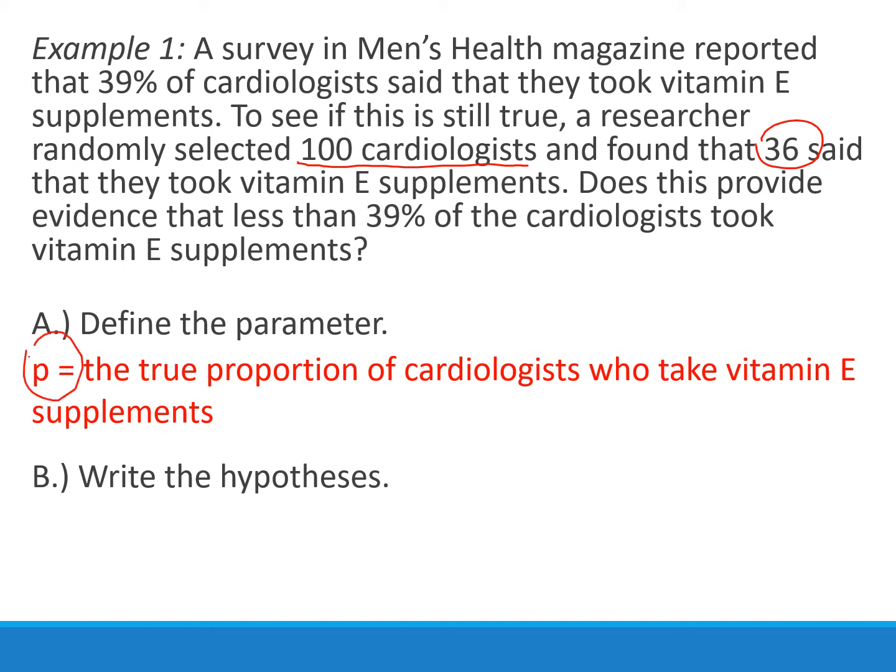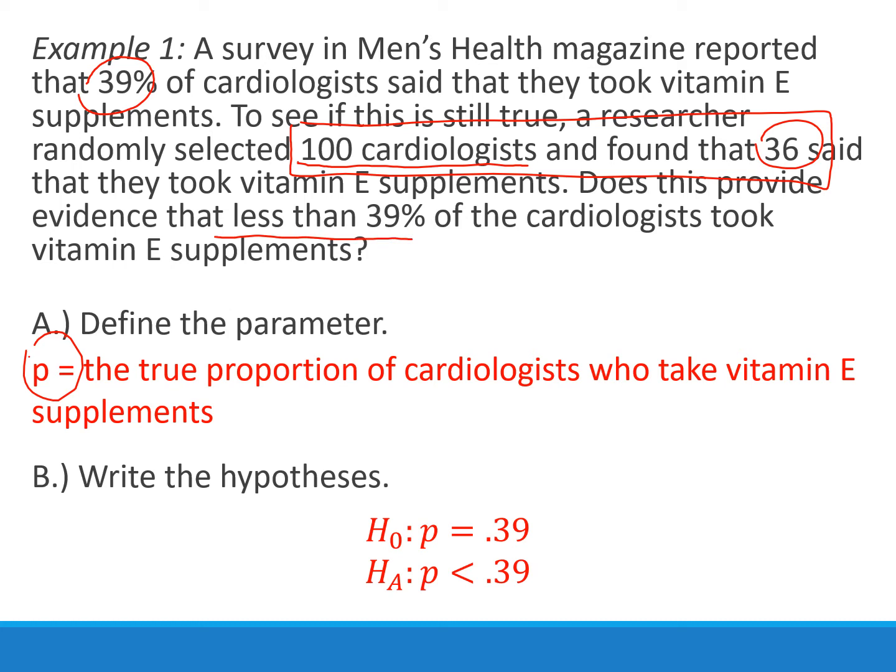Write the hypotheses. Our null hypothesis is that 39% of these cardiologists take the supplements. This is about all cardiologists, the whole population. The alternative is that our sample, which is this part of the problem, is a bit lower, and it's suggesting that now that number is no longer 39% and it's actually less than 39% of all cardiologists.